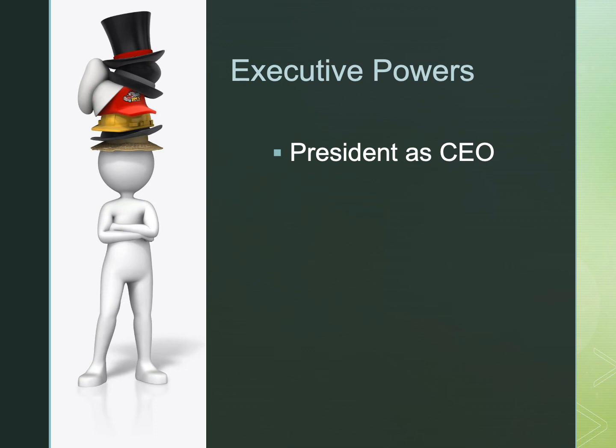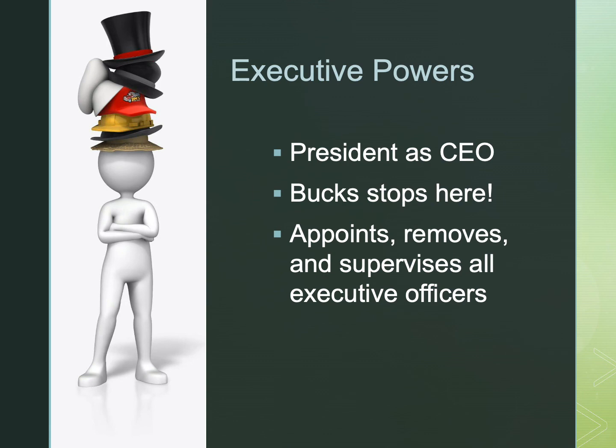The executive powers is that the president is basically the chief executive officer of the executive branch of government. And as such, the buck sort of stops with the president, so that the president is vested with the powers to execute law. And so if law doesn't get properly executed, then the chief executive officer is held accountable for that. And like chief executive officers, they pick their team who they want to work with. And so the president appoints and removes and supervises all executive officers that work within the executive branch.